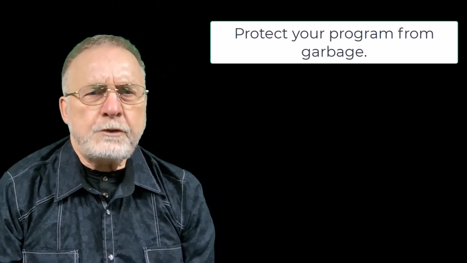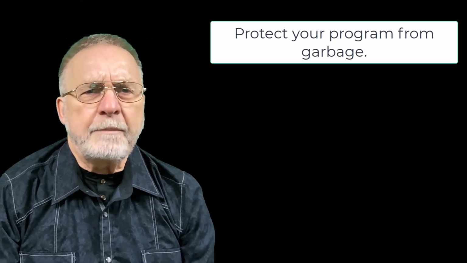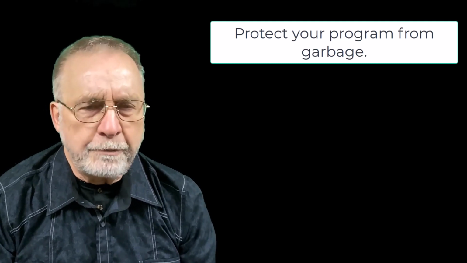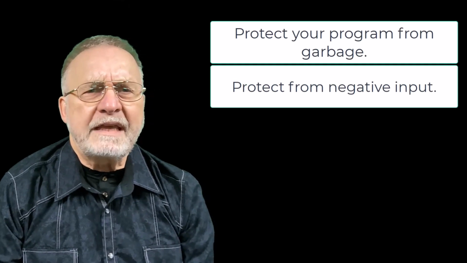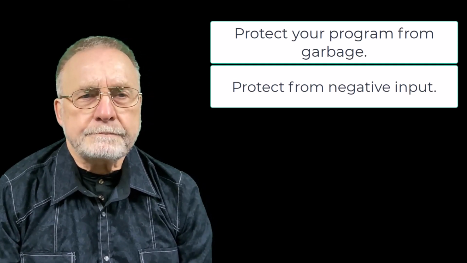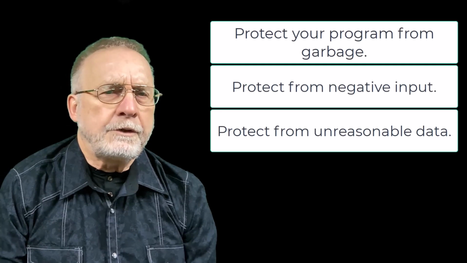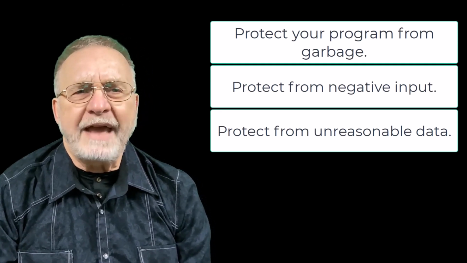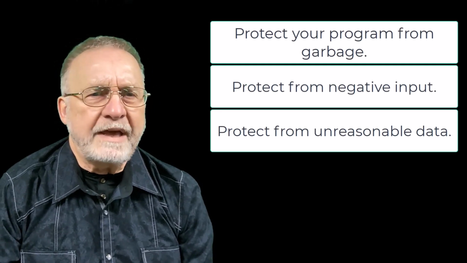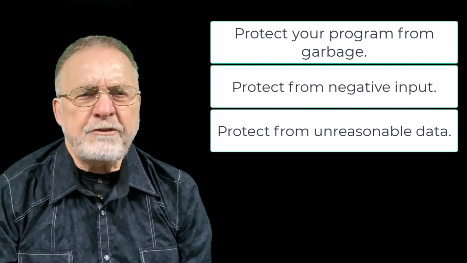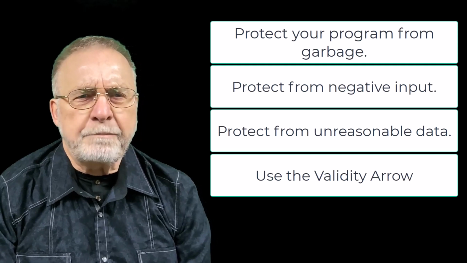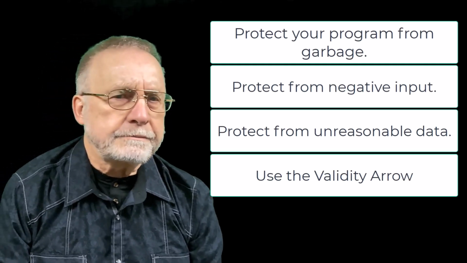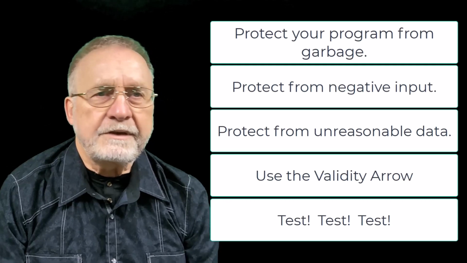What you need to take out of this video is you need to protect your program from garbage input, alpha, when you expect numeric. You need to protect your program from negative data when you don't want it. You need to protect your data from unreasonable data, valid data that shouldn't be entered. Write your code with the validity arrow in mind. Get those else's complete before you write the processing code. Test, test, test.